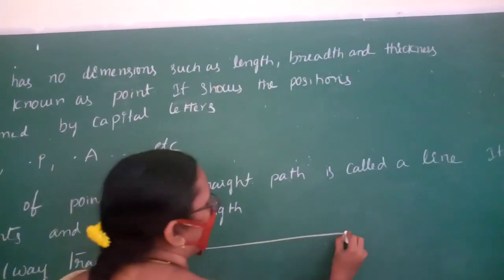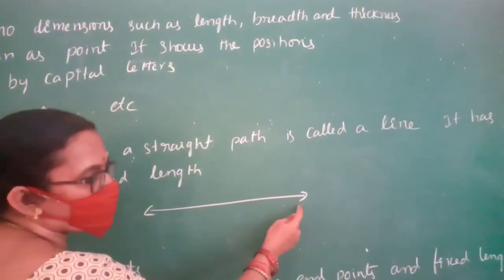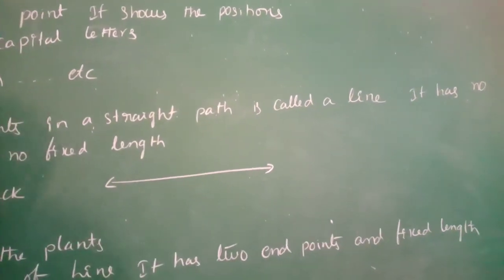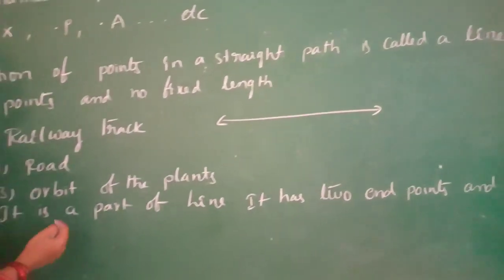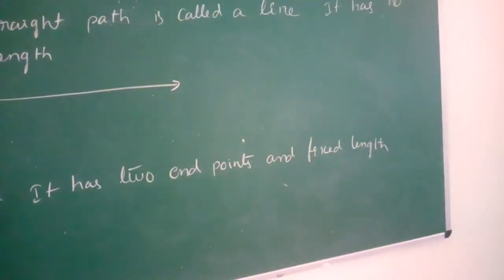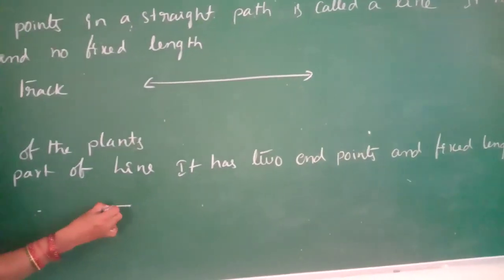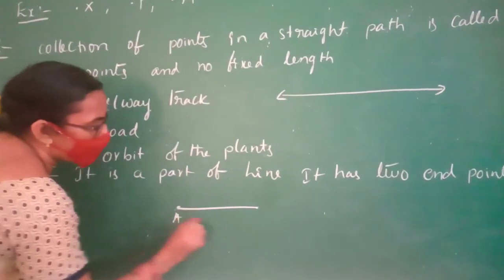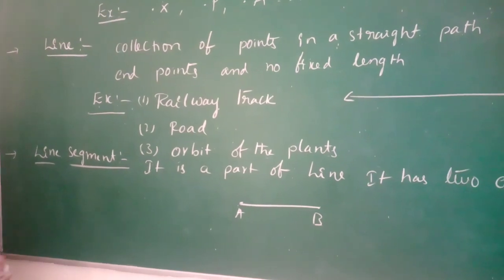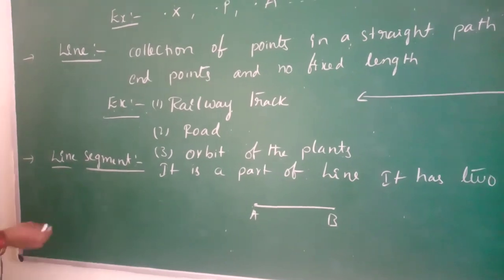Straight line is represented like this. What do these arrow marks show? Infinite length of the straight line. Okay. What is a line segment? It is a part of line. It has two endpoints and fixed length. Simply we say the shortest distance between 2 points is called a line segment.